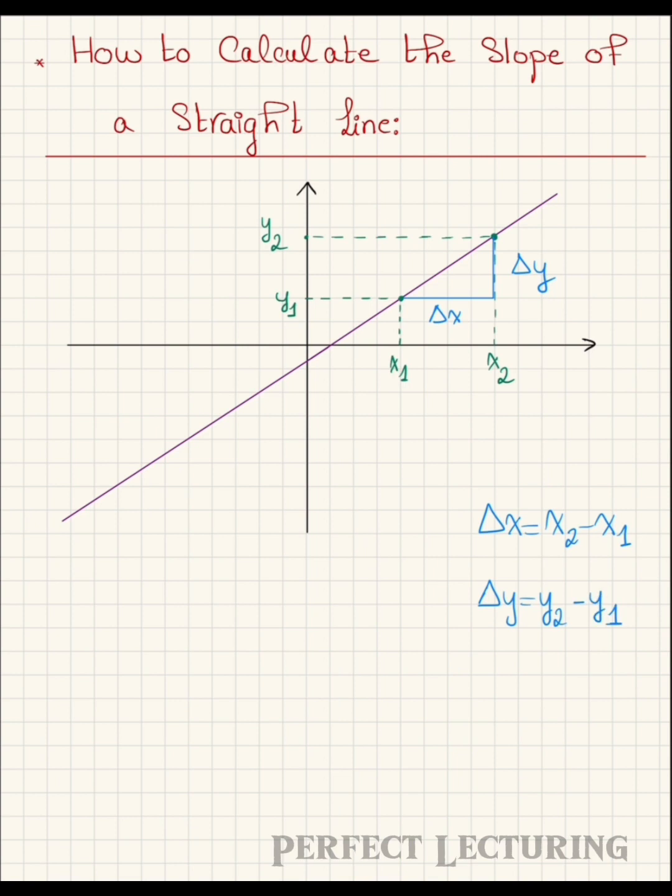In our case here, y is the dependent variable and x is the independent variable. The dependent variable is represented on the vertical axis, and the independent variable, which is x, is represented on the horizontal axis. Thus, the slope, which is usually denoted by m, is equal to the change of y, which is delta y, over the change of x, which is delta x. Or in other words, it's y2 minus y1 over x2 minus x1.